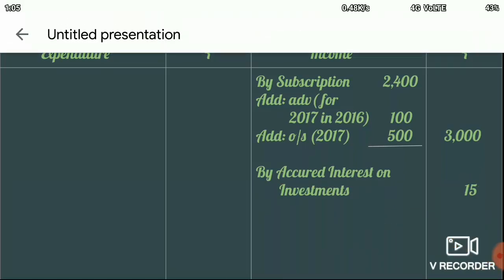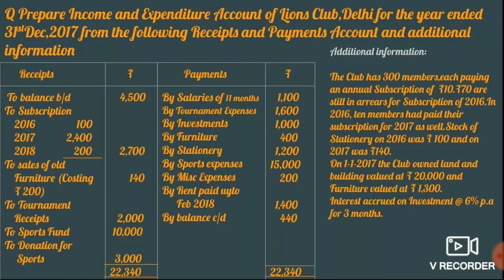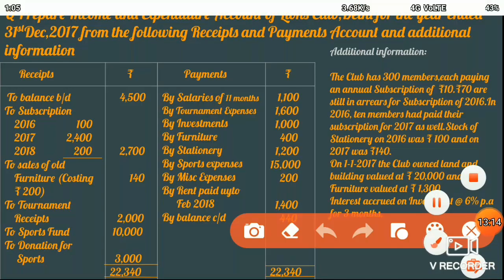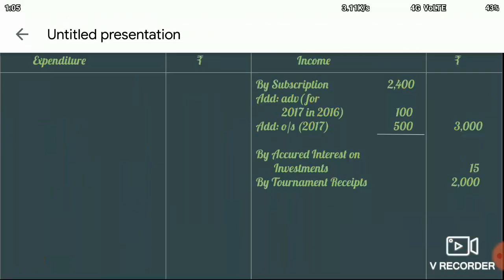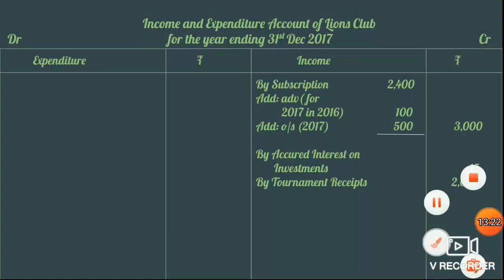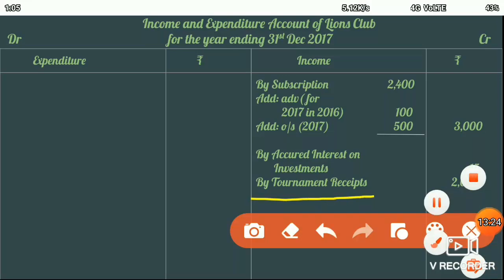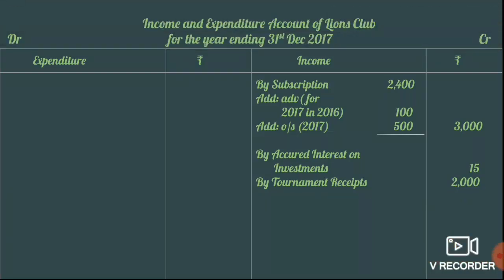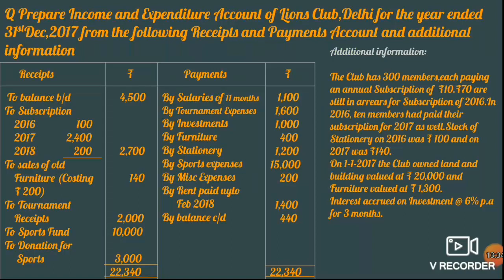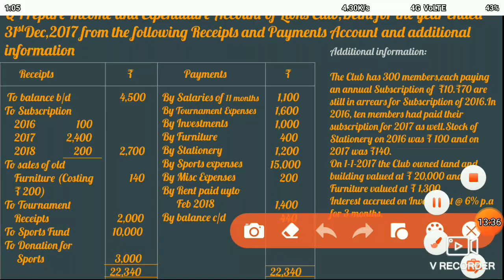The next item which we need to enter on the income side. Now the item which is left is tournament receipts. So we can enter this also. We can write here by tournament receipts, 2,000 rupees. The income side is over. Now we will enter the expenditure side. Let me start with the first adjustment, that is stationery.